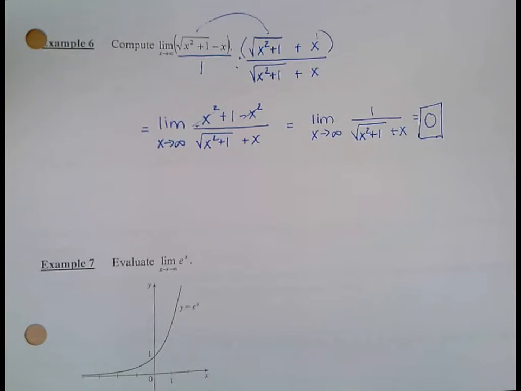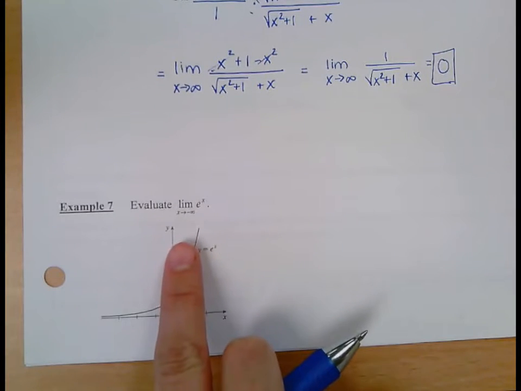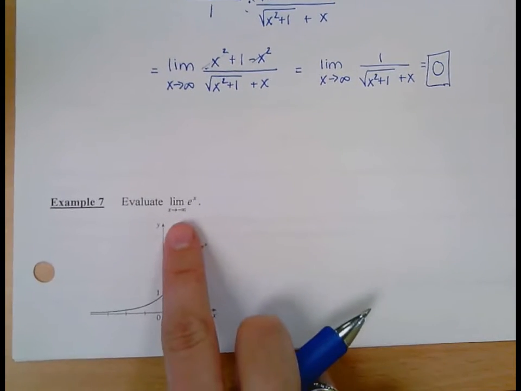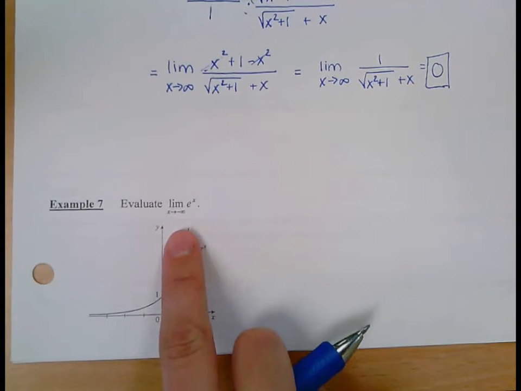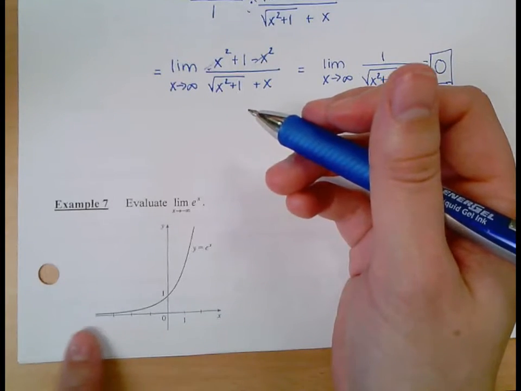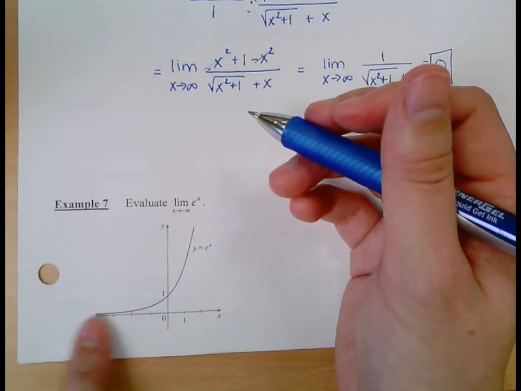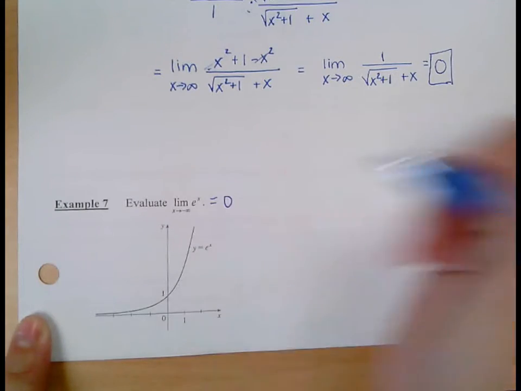Questions on that one? Okay. For 7, I included the graph. So we have the limit as x approaches negative infinity of e to the x. Looking at that graph, what is the value of that limit? 0. So if x is getting infinitely large in the negative direction, y equals 0 is a horizontal asymptote. That part of the curve is approaching the y value 0.